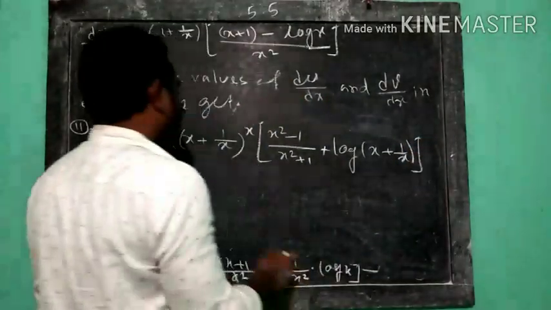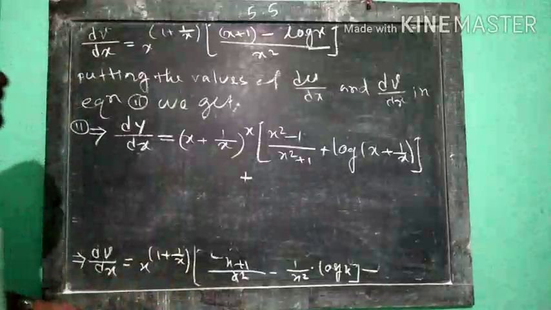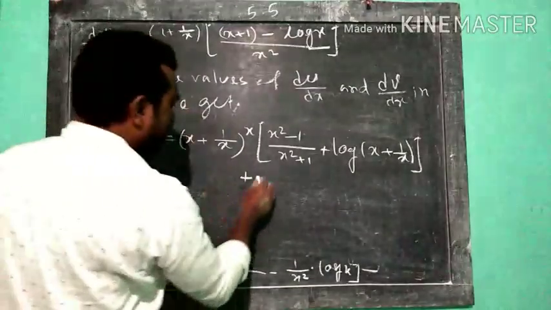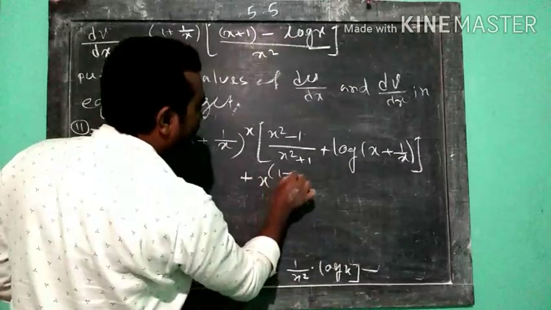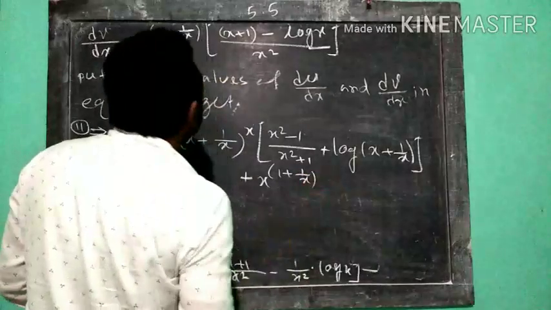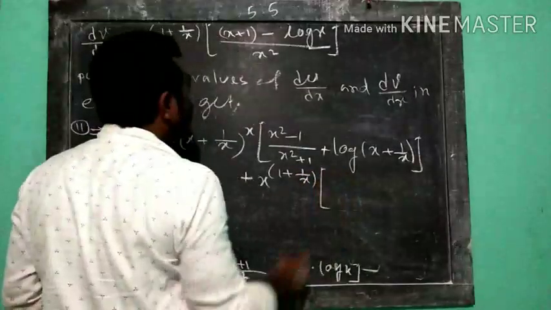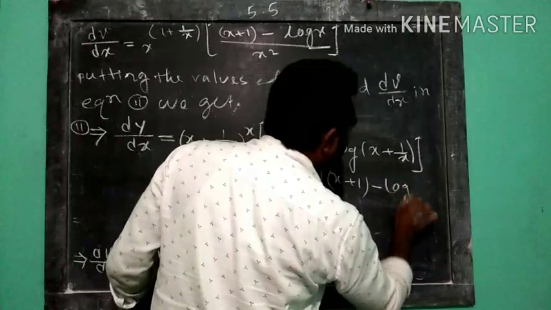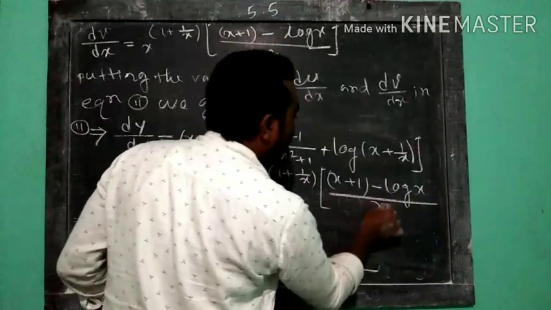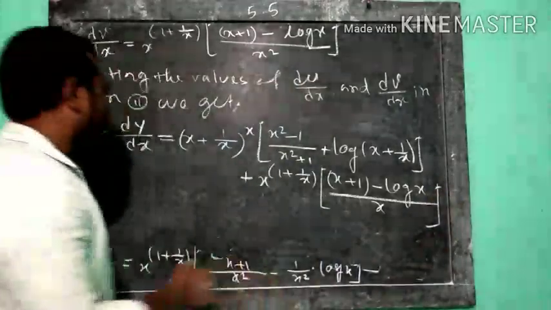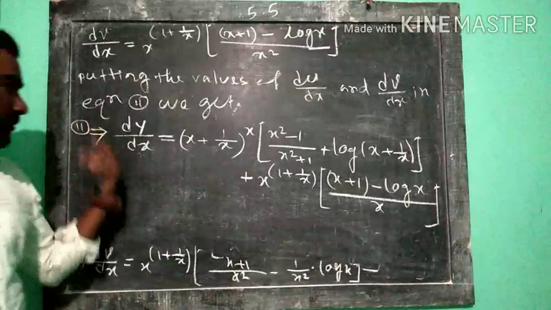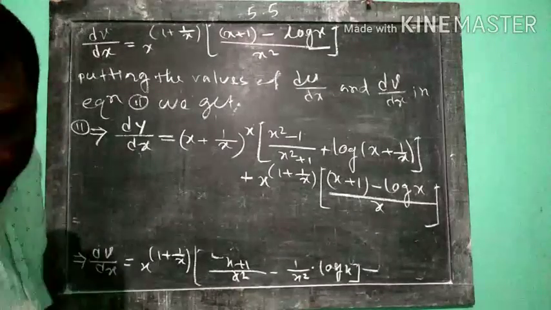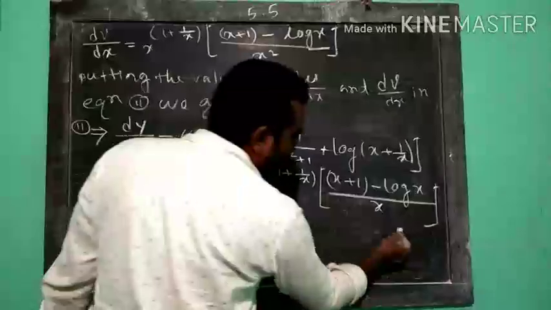Plus dv by dx. So dv by dx is x to the power 1 plus 1 by x whole into (x plus 1 minus log of x) divided by x square. So lastly we have dy dx. So this is the final answer.